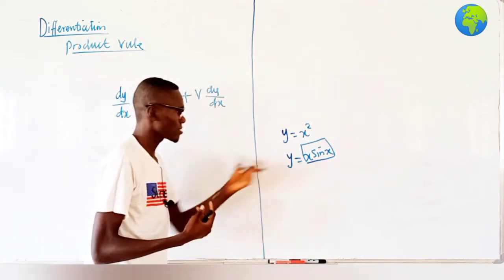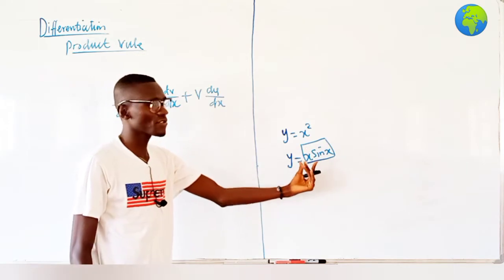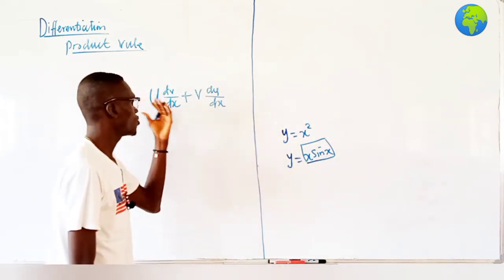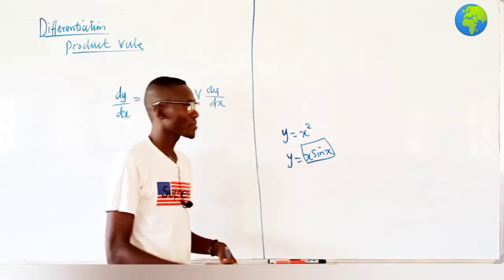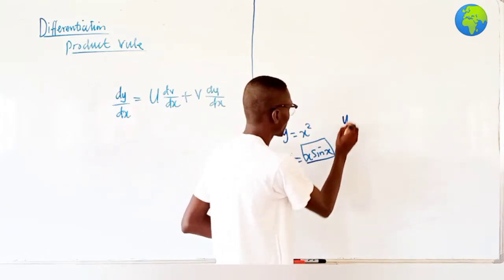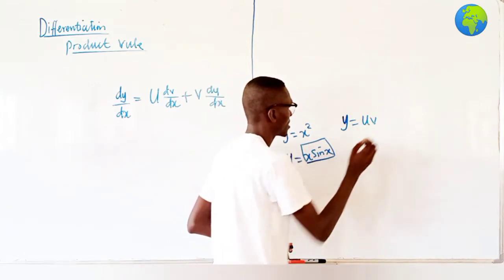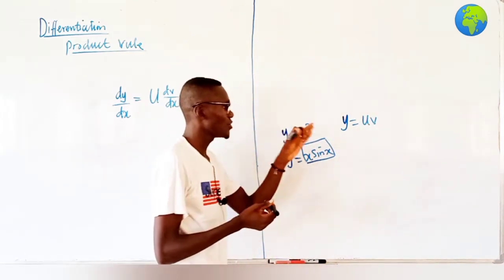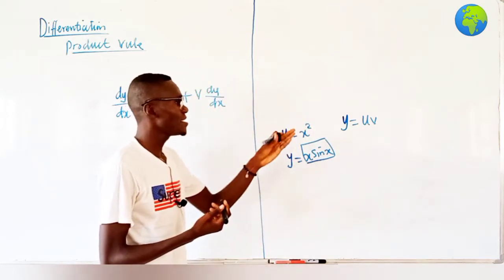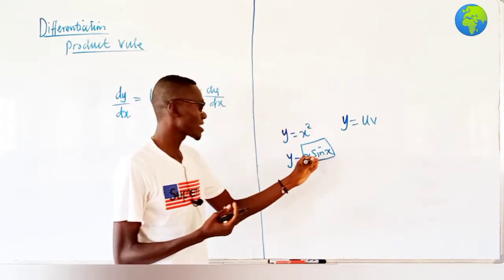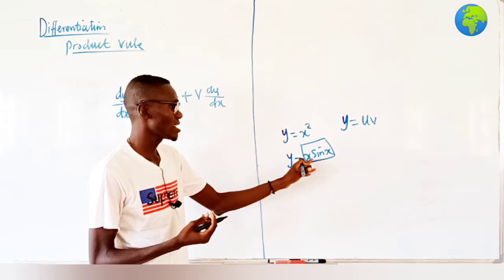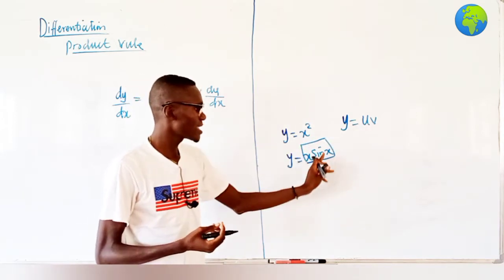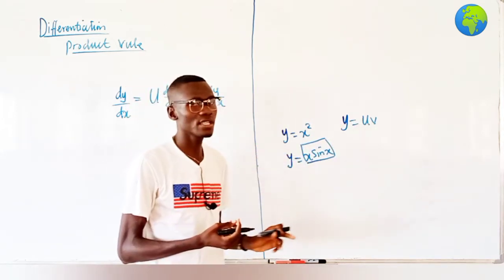You'll be like, but you are not seeing u and v in the function given. Why am I introducing u and v? The thing is, this function is given in the form y equals uv, right? Where u is a function of x, v is a function of x. Clearly looking at this, you can see that x is already there, right? x should be our u, then sine x should be our v, right?